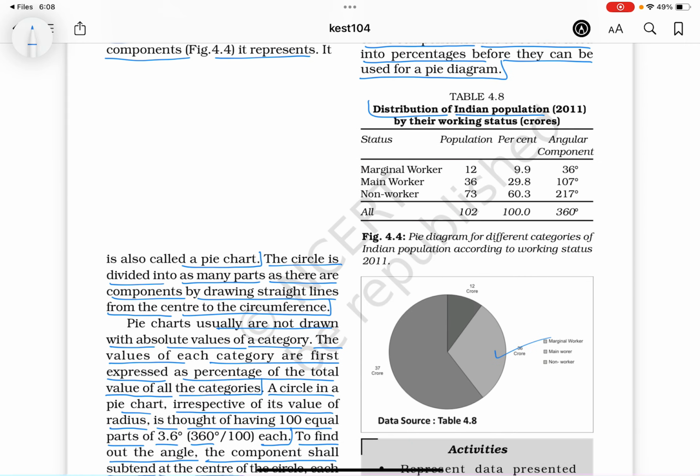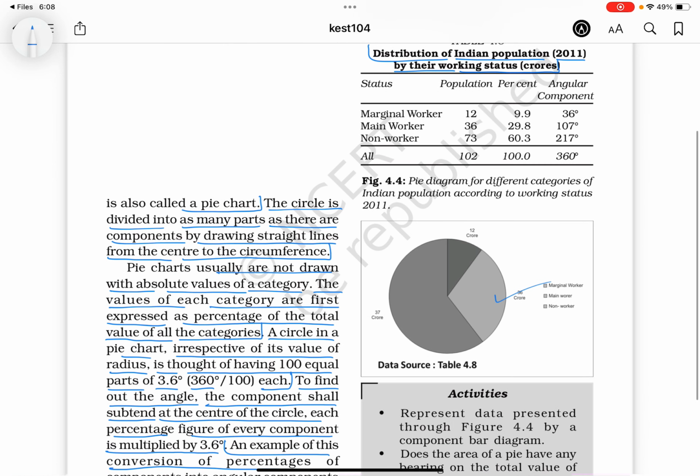Distribution of Indian population 2011 by their working status, in crore. Marginal worker population 12%, 9.9, angular 36 degrees. Main worker 36%, 2.9, 107. Non worker 73%, 60.3.